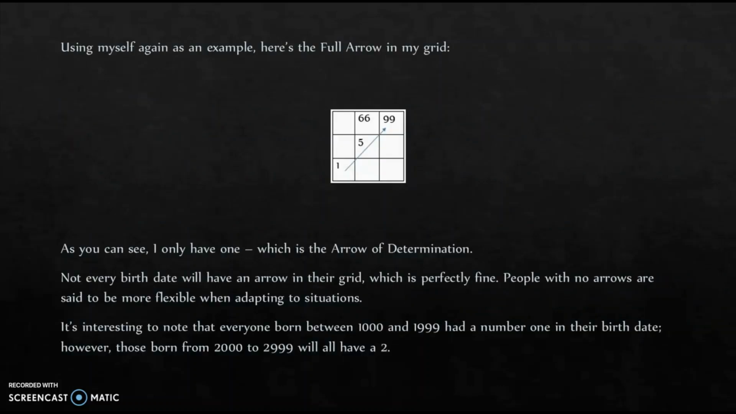Using myself again as an example, here's the full arrow in my grid. As you can see, I only have 1, which is the arrow of determination. Not every birth date will have an arrow in their grid, which is perfectly fine. People with no arrows are said to be more flexible when adapting to situations. It's interesting to note that everyone born between 1000 and 1999 had a number 1 in their birth date. However, those born from 2000 to 2999 will all have a 2.